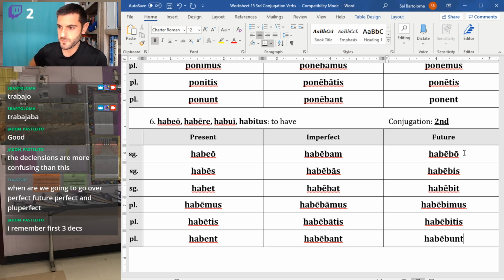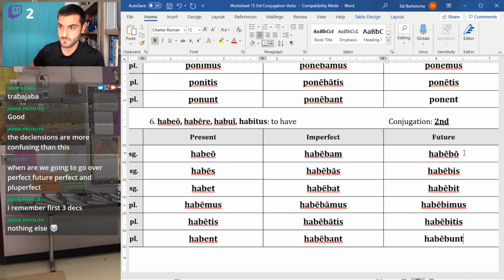The nice thing about perfect and pluperfect and future perfect is that every verb does it the same way. If you got the first three declensions, you're okay. Yeah, perfect, pluperfect, future perfect, all verbs follow one set of rules. So conjugation doesn't matter. Those are easy forms because you just learn how to make them for one verb and you can do them for all verbs.